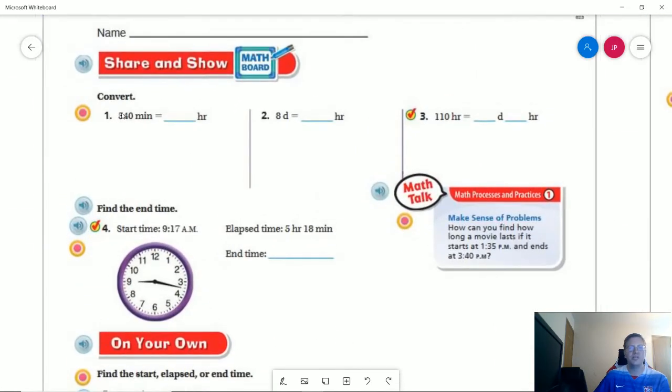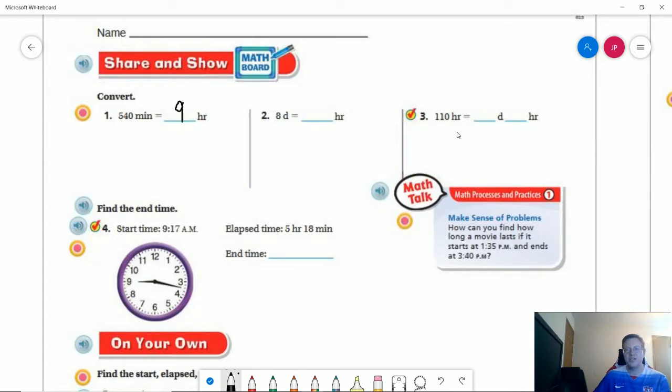We are going to take this number and divide it by 60. If we do that, we could use our basic math fact, 54 divided by 6, and that would give us 9.